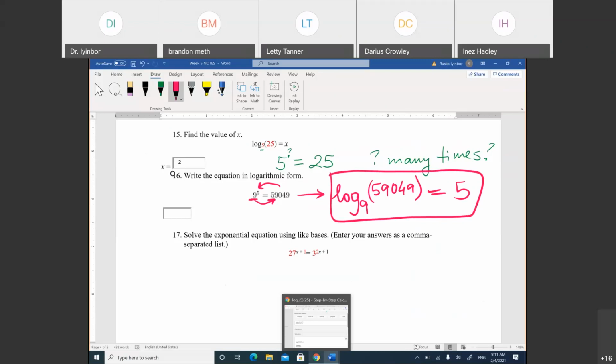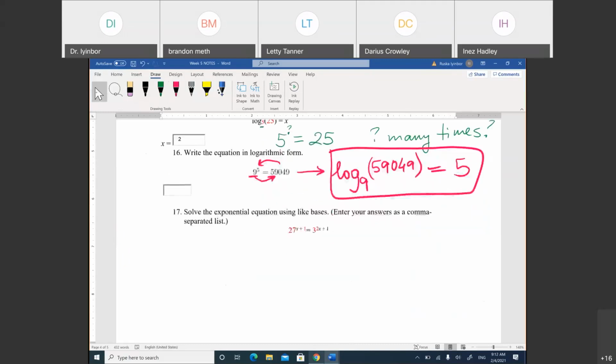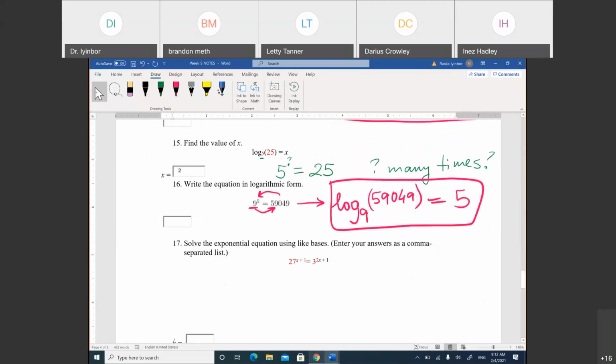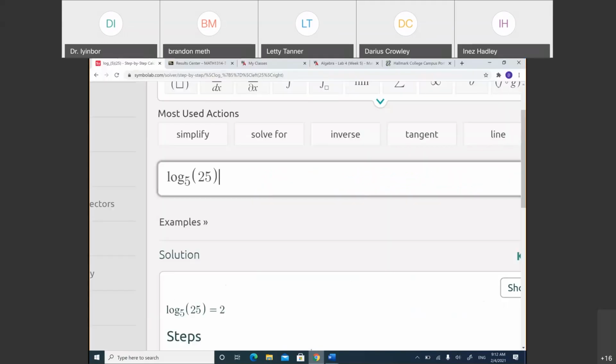Any questions so far? You don't do anything now, you just switch it around. Change logarithm to exponent. Okay? You don't solve it, you don't do anything, just switch it around. Any questions? You guys have any questions so far? Okay, let me go ahead and show you how to do the WebAssign.